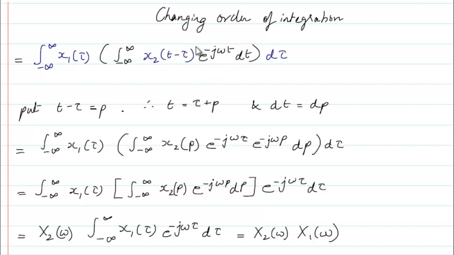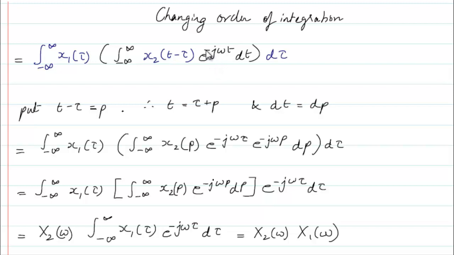Now here, instead of t minus tau, I am going to use p. And instead of t, from this equation t is equal to p plus tau, or tau plus p, I am going to use that here. And instead of dt, from this equation, dt is equal to dp, so I am going to use dp instead of dt. So I have made those changes.